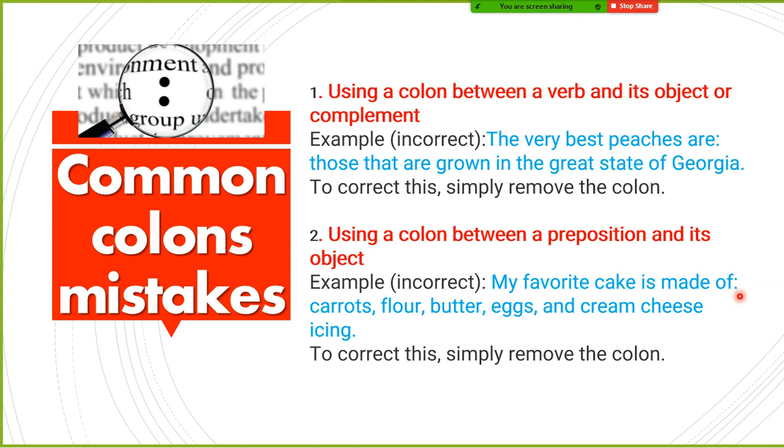To correct this mistake, you have two choices: either erase the colon and make it one running sentence, saying my favorite cake is made of carrots, flour, and so on, or change this part, my favorite cake is made of, into a complete sentence. So what did we say? We said my favorite cake includes a lot of ingredients. This is a complete sentence, right, Muhammad?